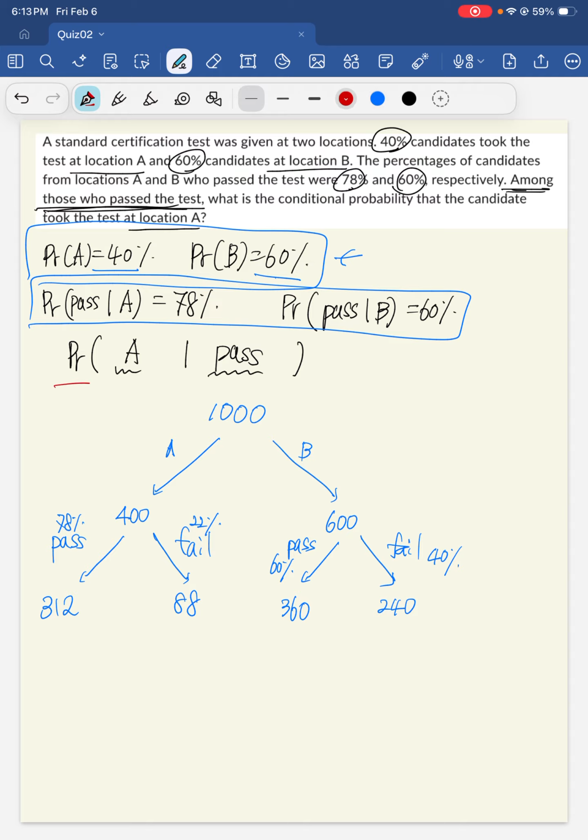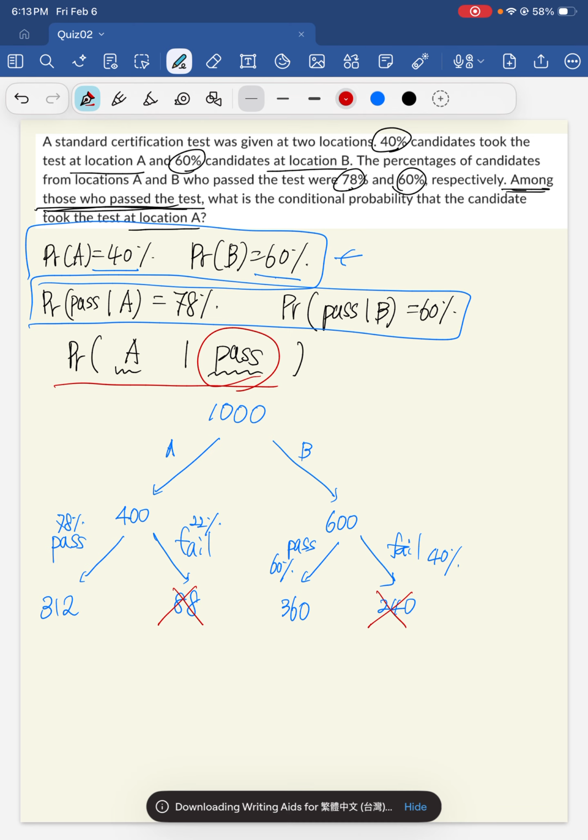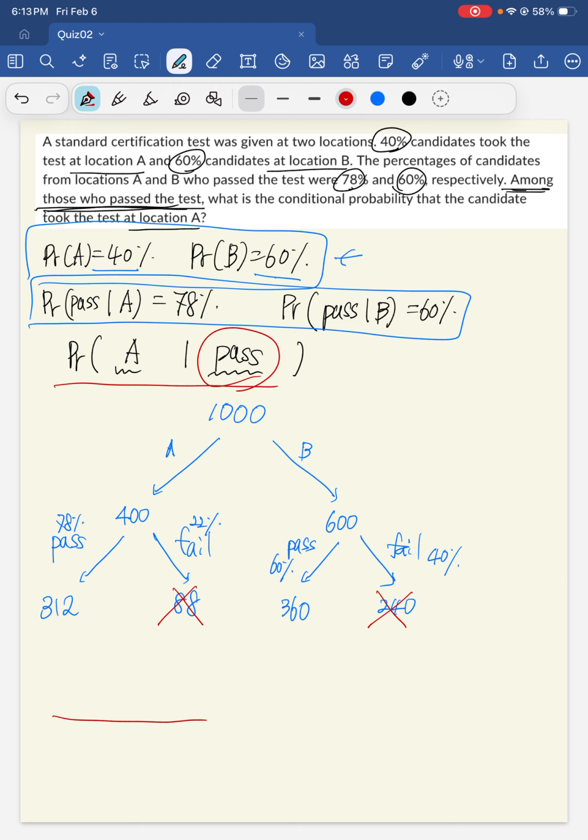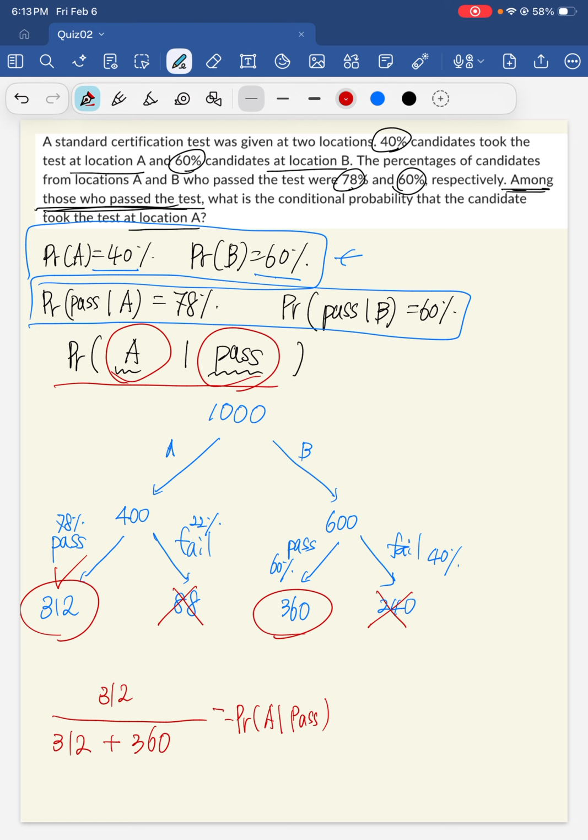Okay, now we have to calculate the final conditional probability. Our condition is passing the test. That means we can ignore those who fail, right? So the denominator must be the total number of people who pass the test. And out of these two groups, we are looking at the probability of A. So 312 is the numerator. This is the probability of A given pass. Okay, that is the answer.